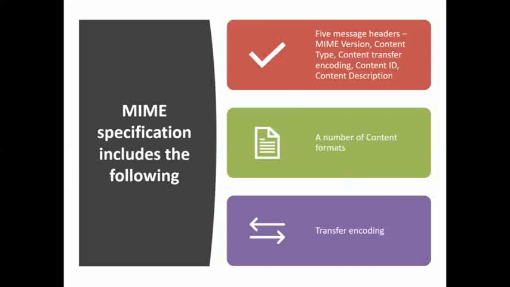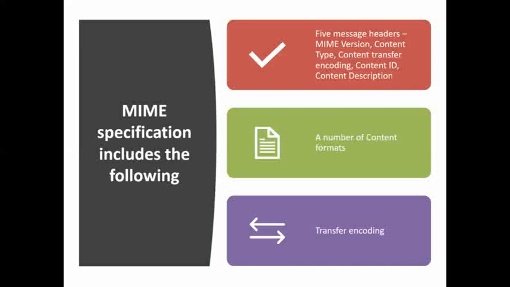Then why do we need these five message headers? They may be included in the RFC 822 header format, and these fields provide information about the body of the message. The five message headers are MIME version, content type, content transfer encoding, content ID, and content description. These provide information about the body of the message.